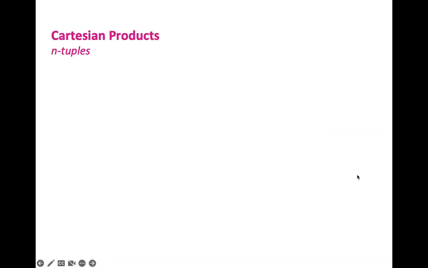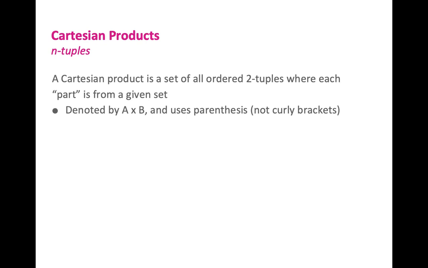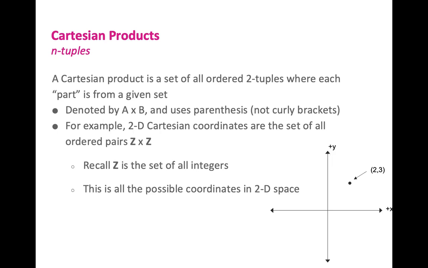Okay, now our Cartesian product is the set of all ordered 2-tuples where each part is from a given set. So we can denote a Cartesian product as A times B, and it uses parentheses and not curly brackets. And for example, in 2D Cartesian coordinates would be the set of all the ordered pairs Z times Z, or that means all possible coordinates in a 2D space. So it could either be 2, 3, or it could be either positive x and negative y.